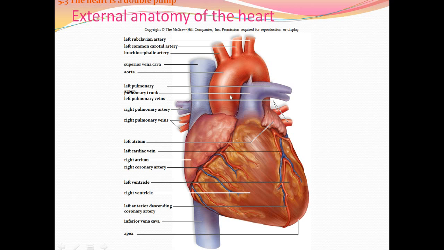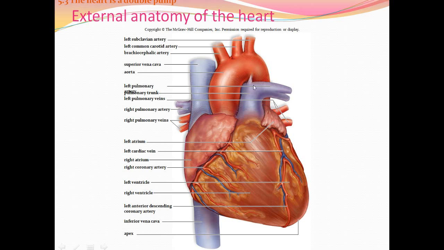This big red vessel right here is the aorta. It takes oxygenated blood out to your body. There are 3 branches off of it that go to your arms and to your head.